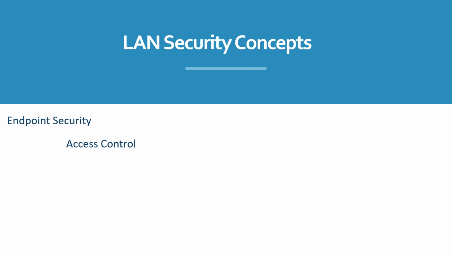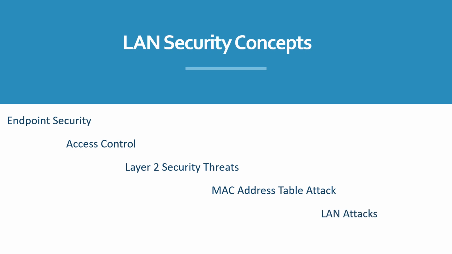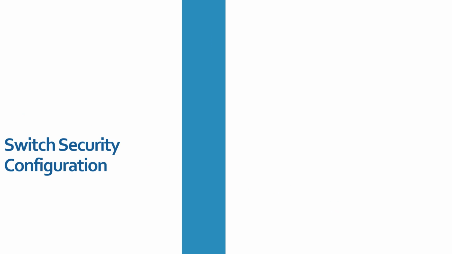We will identify layer 2 vulnerabilities, and based on that, we will explain how MAC address table attacks compromise LAN security. It is very important to explain how LAN attacks compromise LAN security. Depending on that, we will configure switch security to mitigate LAN attacks. Here, we will implement port security to mitigate MAC address table attacks.